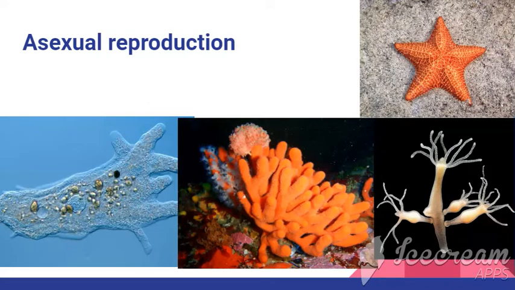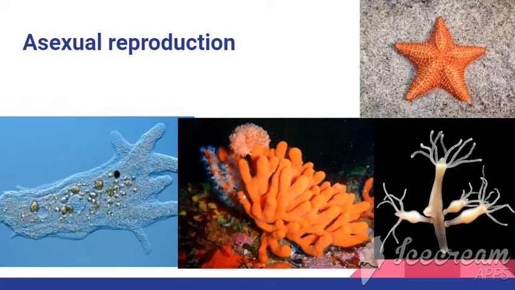The reproduction in which offsprings are produced by a single parent without the union of sex cells is called asexual reproduction. Okay, so only one parent is involved in producing the young ones. So the reproduction in which the young ones are produced by a single parent without the union of the sex cells, that is called asexual reproduction.